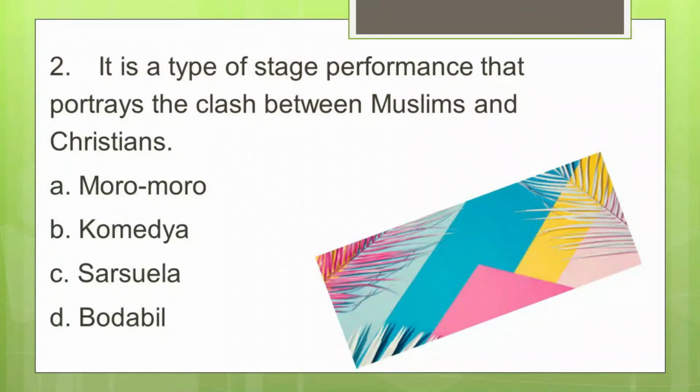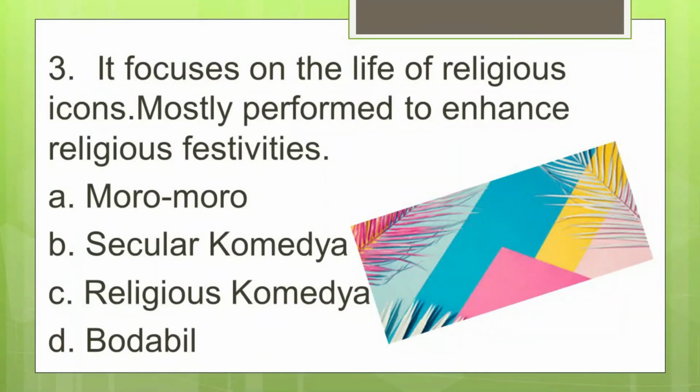Number 2. It is a type of stage performance that portrays the clash between Muslims and Christians. Letter A, Moro-moro. Letter B, Komedya. Letter C, Sarsuela. Letter D, Bodabil. Number 3. It focuses on the life of religious icons, mostly performed to enhance religious festivities. Letter A, Moro-moro. Letter B, secular komedya. Letter C, religious komedya. Letter D, Bodabil.